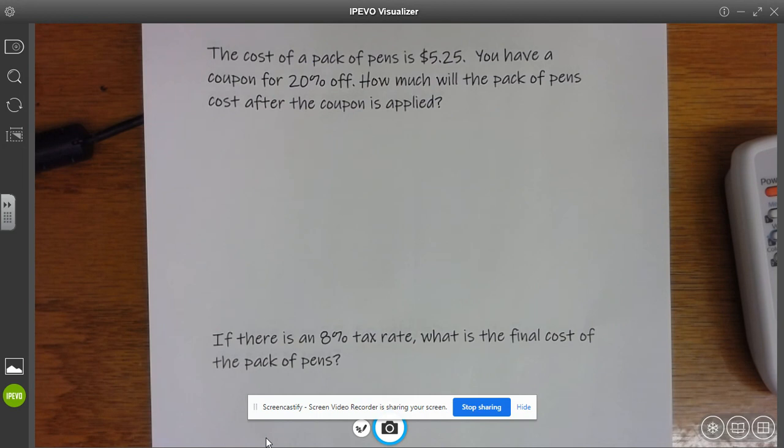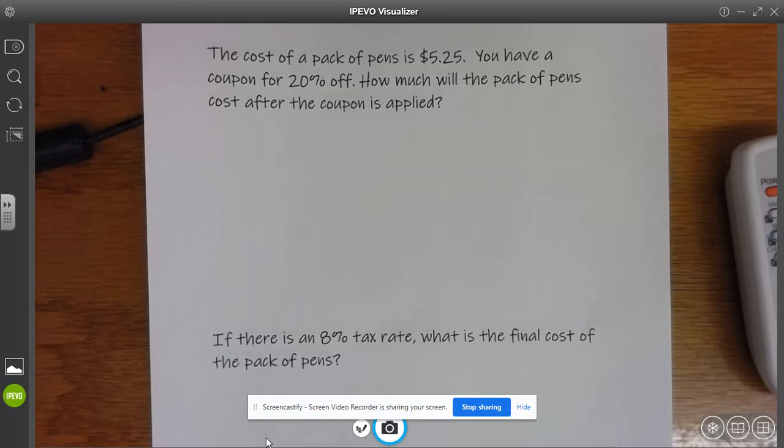I just want to go over a little bit of what Miss Rouillet taught today in class about discounts and tax rates. So let's start with a discount. The problem says the cost of a pack of pens is $5.25. You have a coupon for 20% off. How much will the pack of pens cost after the coupon is applied?